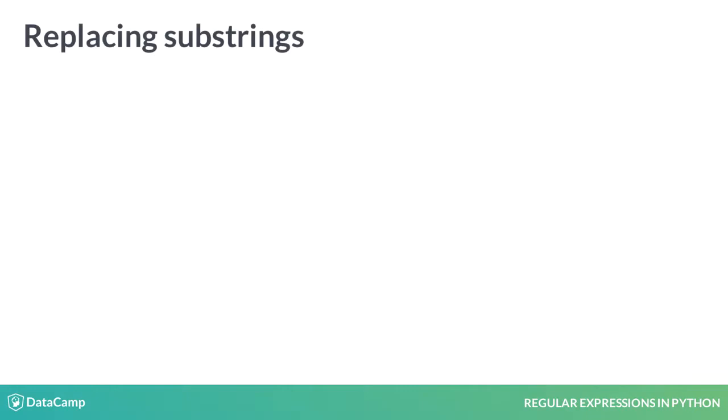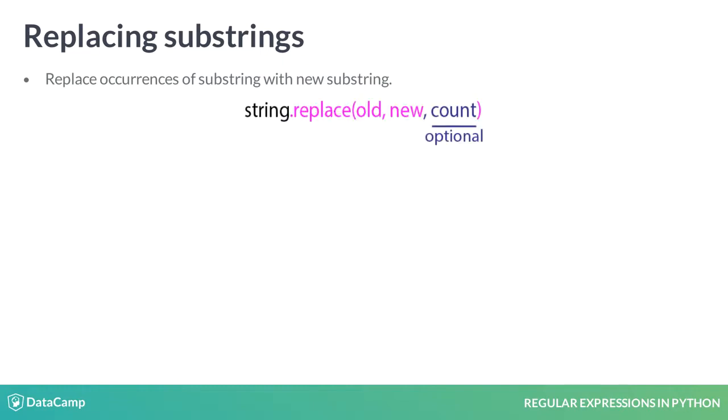Sometimes, you will want to replace occurrences of a substring with a new substring. In this case, Python provides us with the .replace method. As we see in the slide, it takes 3 arguments: the substring to replace, the new string to replace it, and an optional number that indicates how many occurrences to replace.